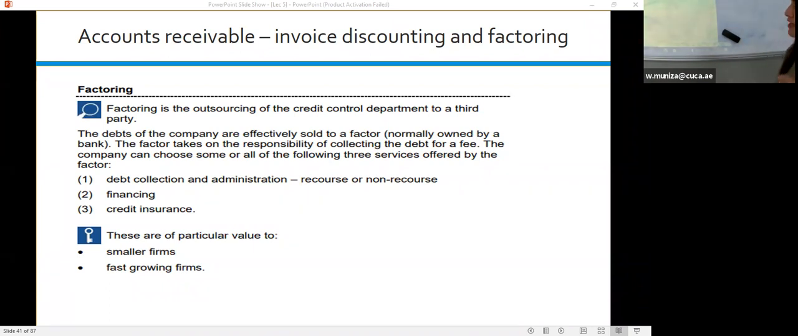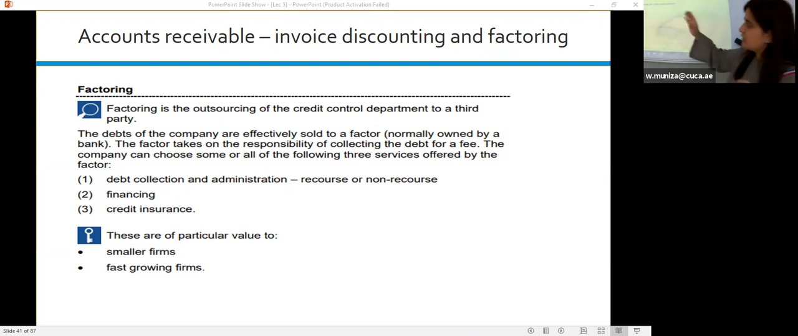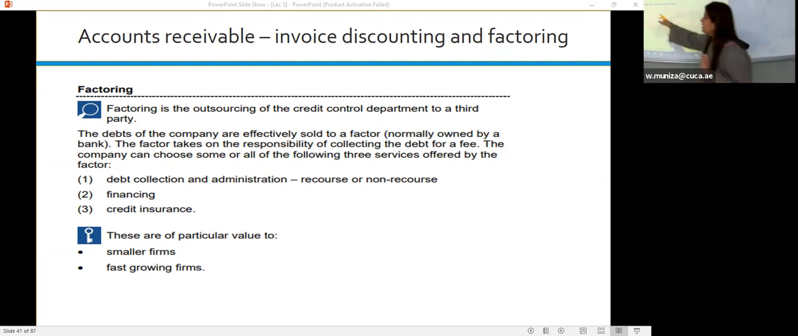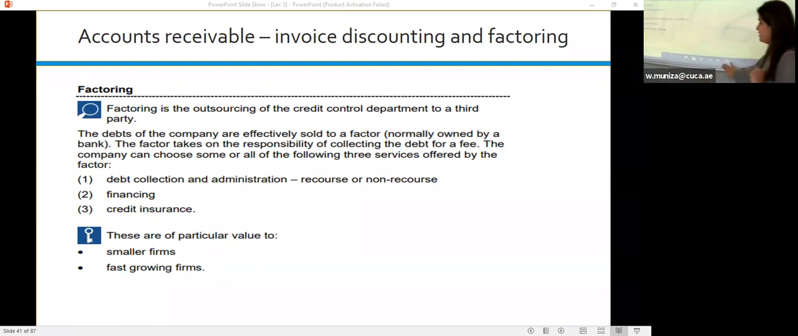The debts of the company are effectively sold to a factor, normally owned by a bank. The factor takes on the responsibility of collecting the debt for a fee. The company can choose some or all of the following 3 services offered by the factor: debt collection and administration, recourse or non-recourse. My dear students, debt collection and administration can be recourse or non-recourse; we are going to study the difference. Financing, credit, insurance: the responsibilities which can be provided by the factor can be regarding debt collection and administration, giving us finance, or credit insurance.